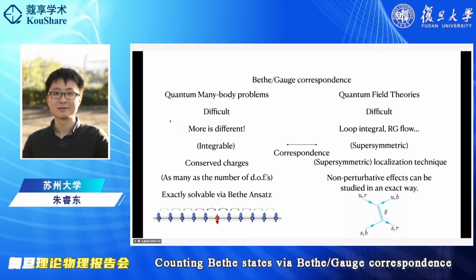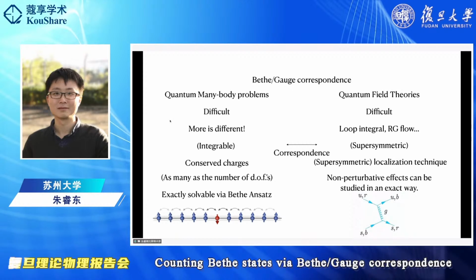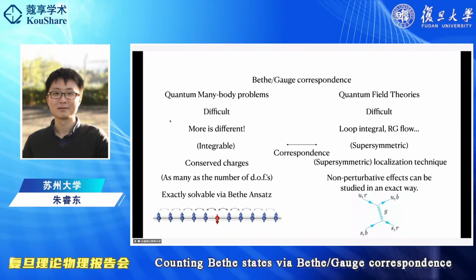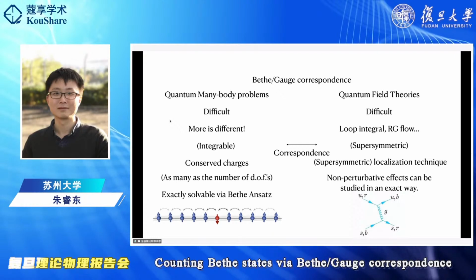On the other hand, if we consider quantum field theories with enough supersymmetries, there's a very nice technique called the supersymmetric localization technique, which allows us again to compute, for example, the path integral in an exact way, including the non-perturbative corrections. So these are two very different subjects, but surprisingly, people found that they are actually dual to each other, or have a kind of correspondence.